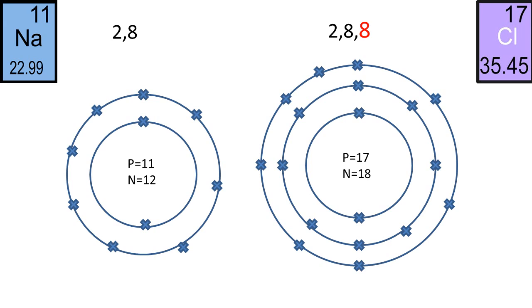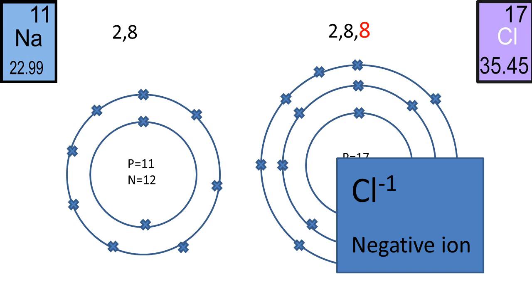Now, can you remember what charge electrons have got? They've got a negative charge. If I give you some negativity, what do you become? Well, you become negative. So chlorine forms a -1 ion, a negative ion, because it's been given another negative, another electron. Remember that electrons are negatively charged.